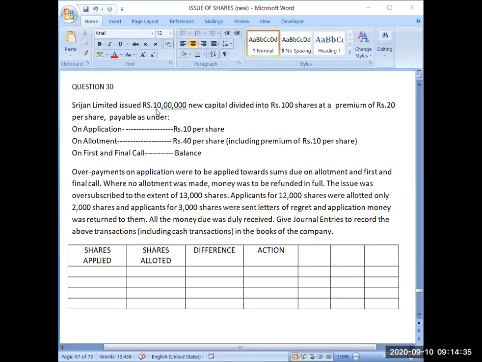Now first you tell me what is the face value of the share. Yes, very good. And what is the issue price? Very good. Issue price is 120. You are issuing shares at a premium. Now how many shares are you issuing?